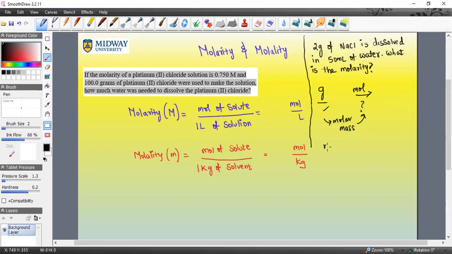And if you're, say, given moles and you want grams, you still use molar mass, but how you put them on the tic-tac-toe box is the only thing that will differ.